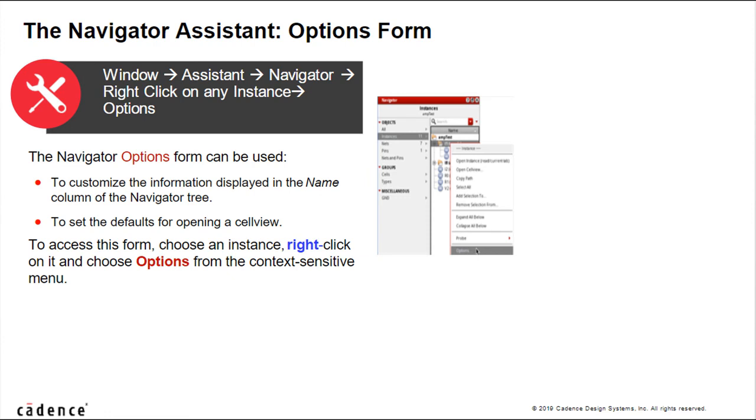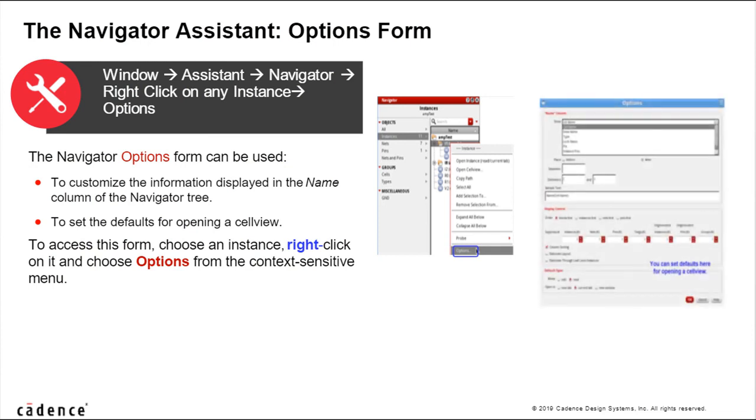Right-click on any of the instances in Details pane, and you can choose options from the context-sensitive menu to access the Navigator options form that you see on the screen. You can use this form to customize the information displayed in the name column of the Navigator tree and to set the defaults for opening a cell view. Also, under Display Control, you can choose Elaborate through leaf level instances to elaborate nets and pins of leaf instances in the Navigator.